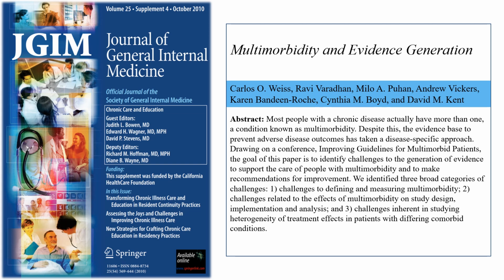Most people with a chronic disease actually have more than one, a condition known as multimorbidity. Despite this, the evidence base to prevent adverse disease outcomes has taken a disease-specific approach. Drawing on a conference, Improving Guidelines for Multimorbid Patients, the goal of this paper is to identify challenges to the generation of evidence to support the care of people with multimorbidity and to make recommendations for improvement.